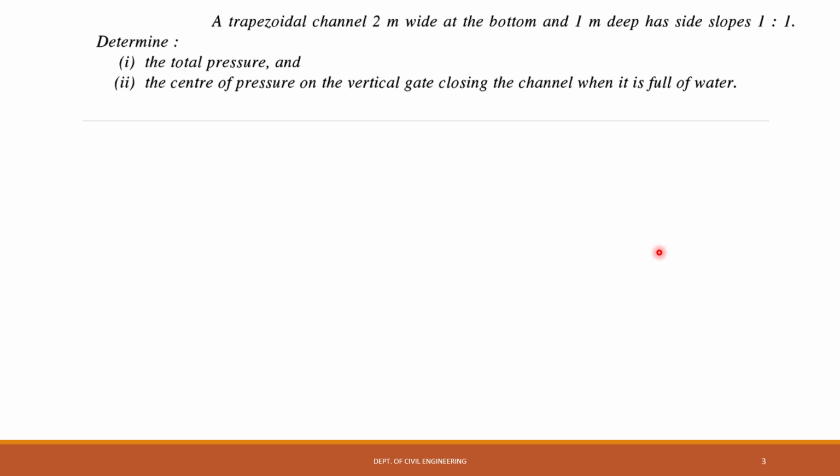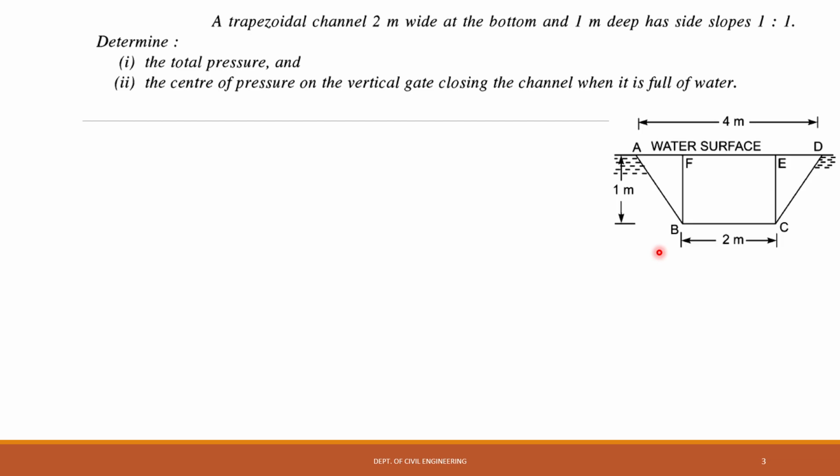A trapezoidal channel 2 meter wide at the bottom and 1 meter deep has side slopes 1:1. Determine first the total pressure and second the center of pressure on the vertical gate closing the channel when it is full of water. So here also you need to find out the total pressure F and center of pressure h star. If center of pressure is asked, you just find out h star.